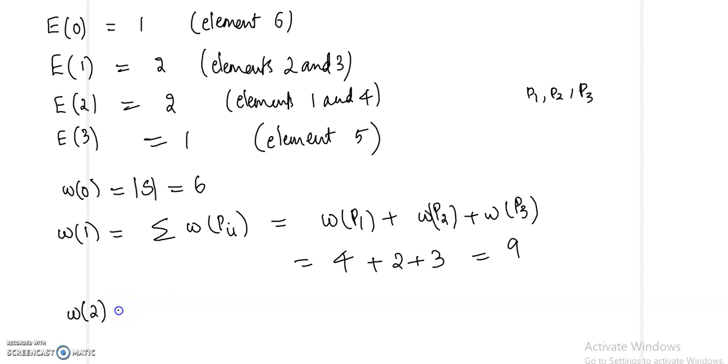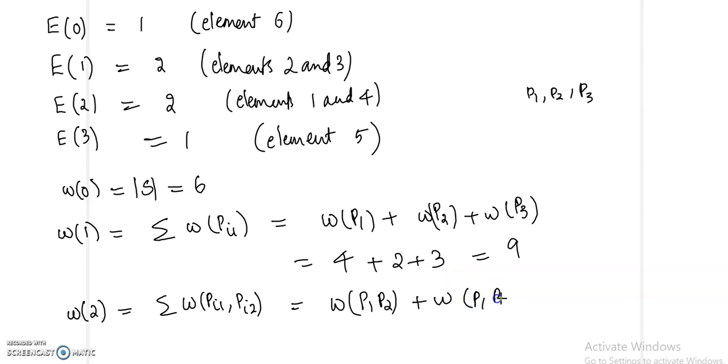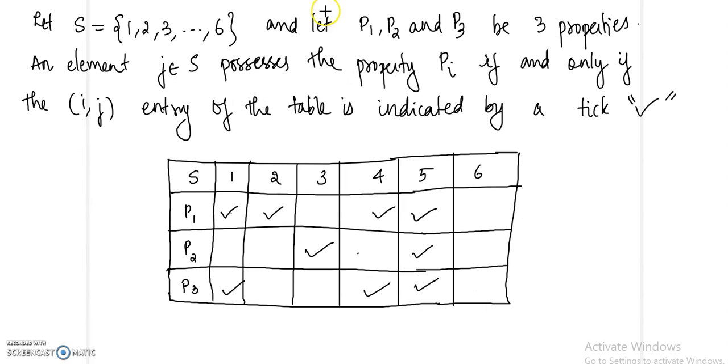Next is omega of 2. Omega of 2 is the sum of all the 2 combinations. So omega of p1, p2 plus omega of p1, p3 plus omega of p2, p3. When we take 2 combinations, this is what we get. Now let us look at omega of p1 and p2. That is the number of elements which possess the properties p1 and p2.